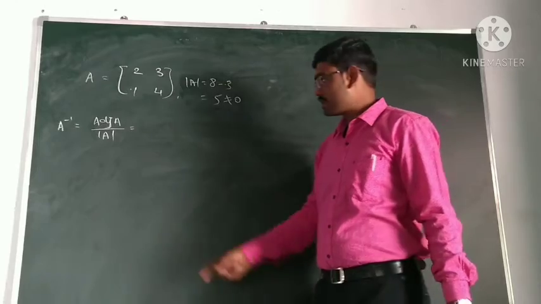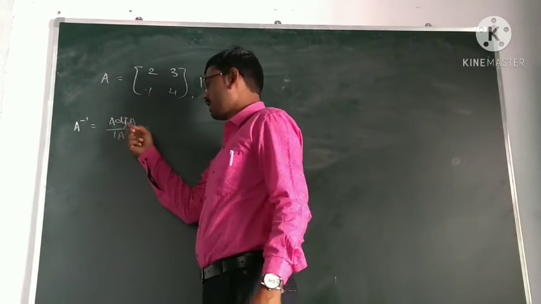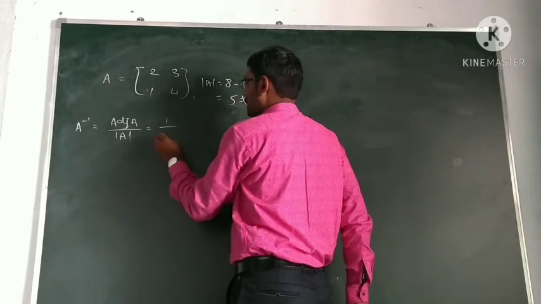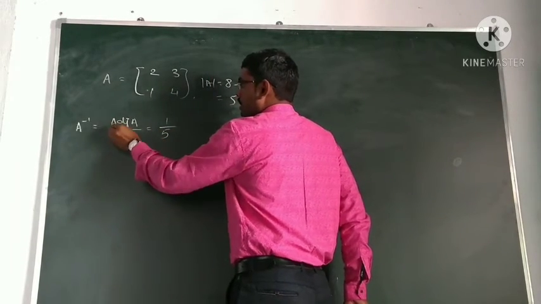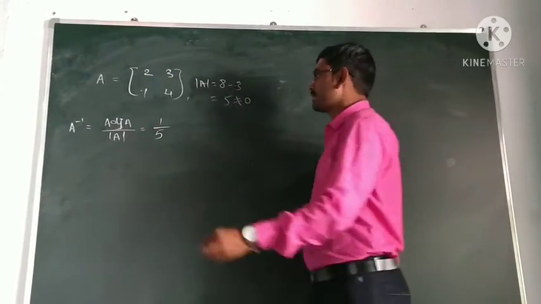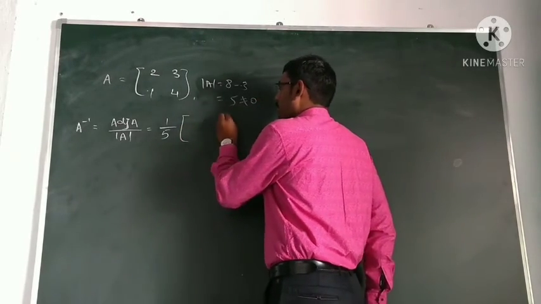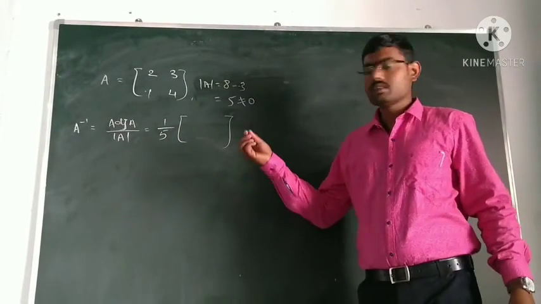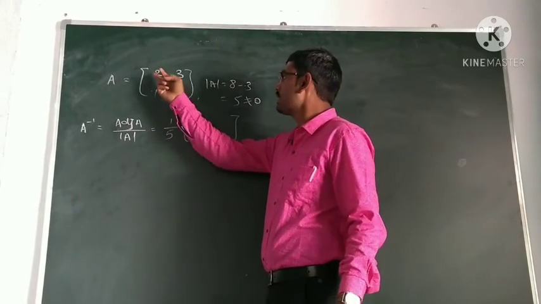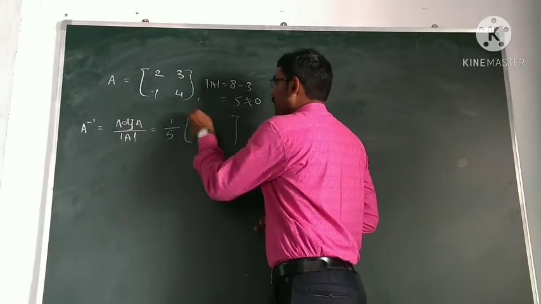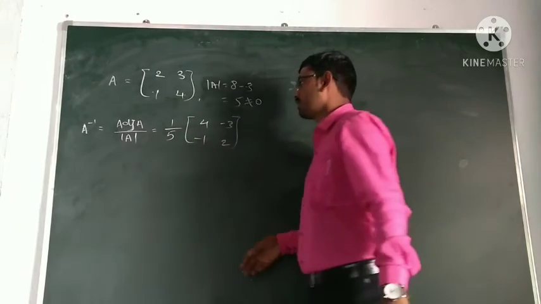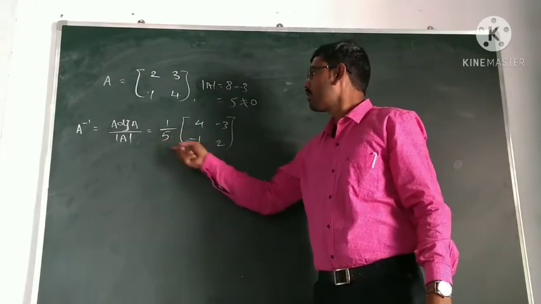And inverse is equal to 1 upon determinant of A into adjoint of A. So 1 upon this 5 into adjoint of A, and we know the adjoint of a two by two matrix. Here we don't need to do any calculation again. Directly we know the adjoint of this matrix: 4 goes here, 2 comes here, this becomes -3, this becomes minus 1. This is the adjoint.